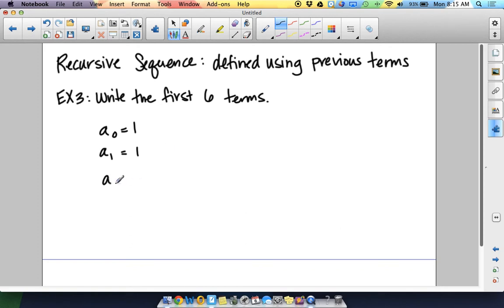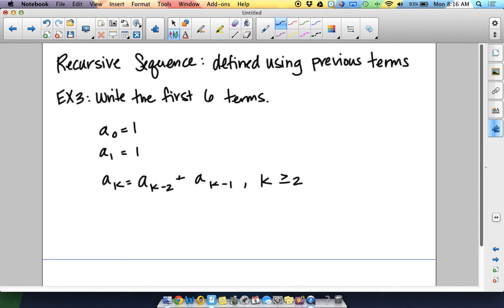A sub k is equal to a sub k minus 2 plus a sub k minus 1. In order to start this process, k must be greater than or equal to 2. So when you guys see this in your textbook, or on your computer screen, I don't want you to freak out about all this stuff. It's very, very simple if you just start playing around with it.